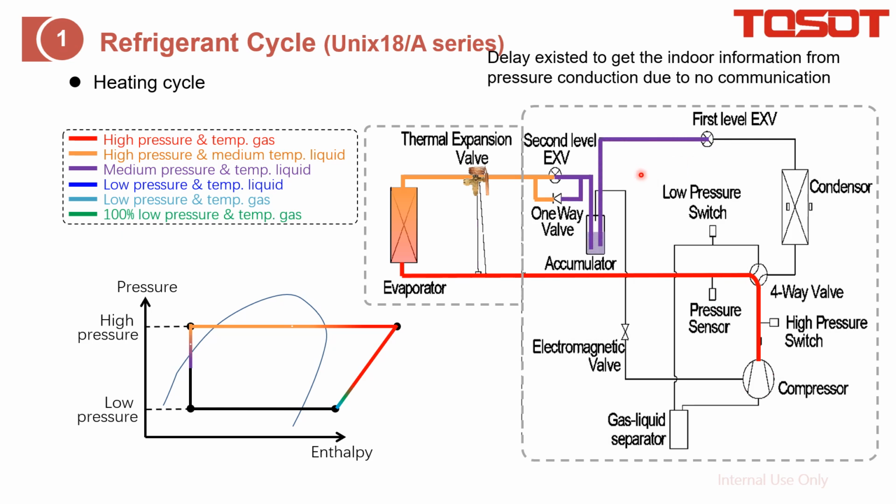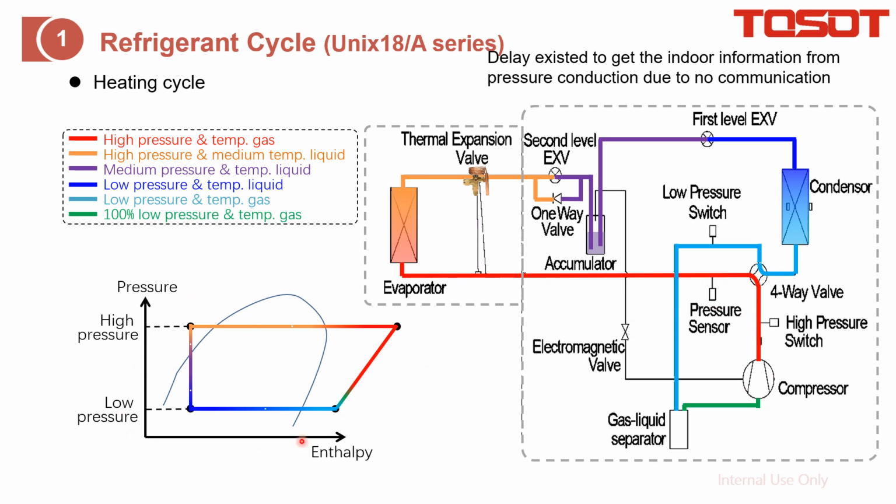If the outdoor ambient is high, which means there is no need for EVI, then we just run it as a regular heating device, metering at this two. From here it becomes liquid, then goes through the condenser to absorb heat, then from the four-way valve to the gas liquid separator, then to the compressor. Also pay attention to this pressure sensor. In heating mode, it detects the high pressure, right?